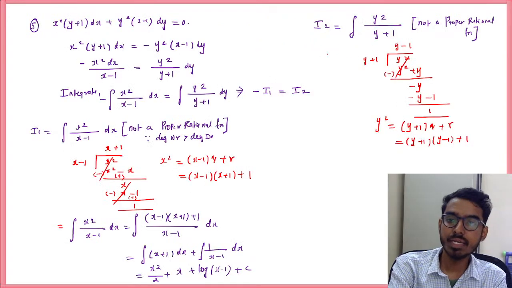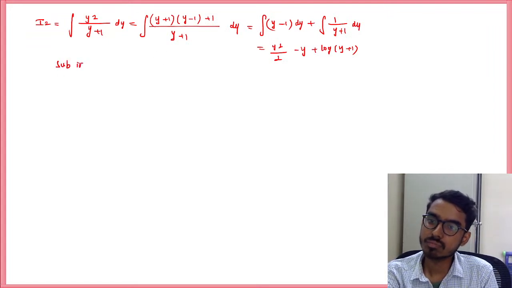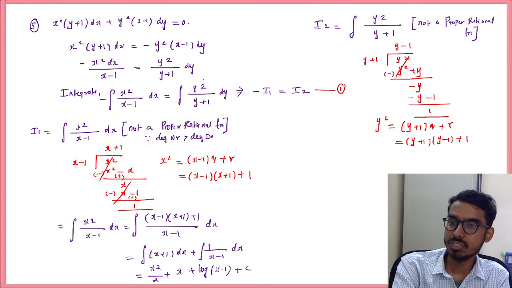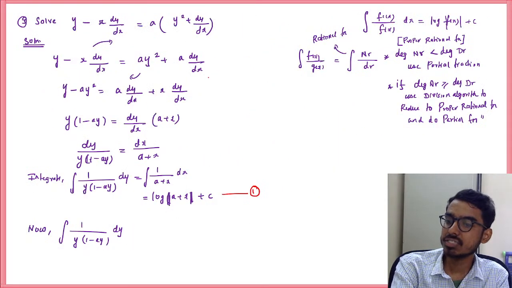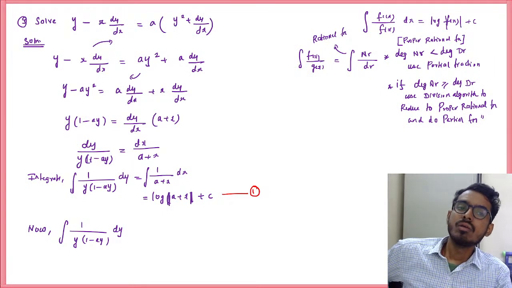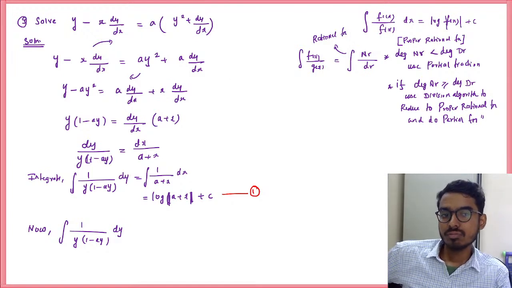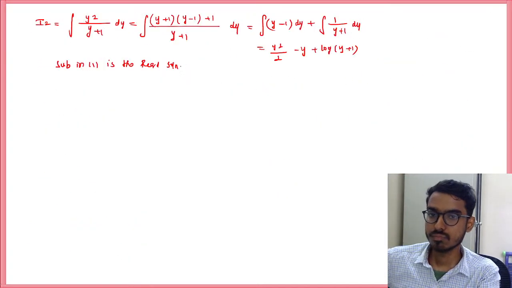I just substitute this I1 and I2 value, that will be the required solution. Is it clear up to now? So whenever you have a rational function, you go for partial fractions, right? If not, convert to a proper rational function and do whatever you want to. Sixth problem.